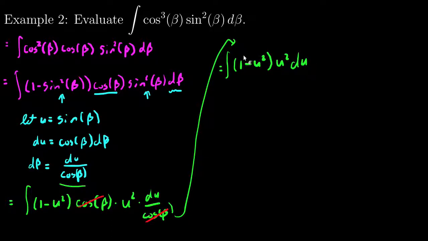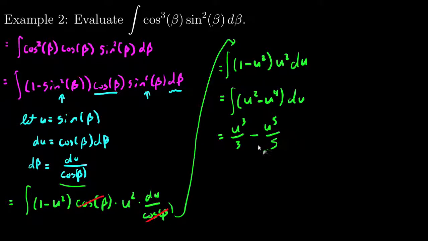And I don't need to expand this, but I do want to distribute the u squared so I can take this antiderivative easily. And so I get the antiderivative of u squared minus u to the fourth du. Antiderivative of u squared is u cubed over 3. Antiderivative of u to the fourth is u to the fifth over 5. And I'll have a plus c.